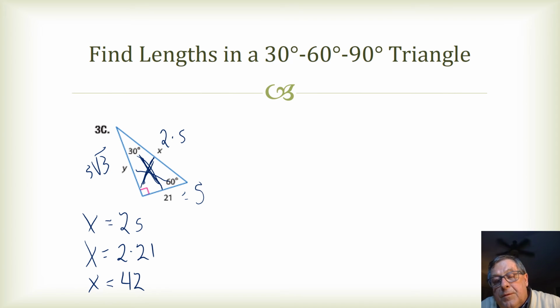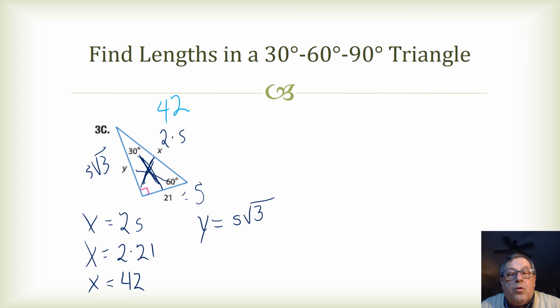Let's put this in another color, that little lighter blue. That's 42. And then y, in this case, is equal to the length of the shorter leg times the square root of 3. The shorter leg is 21, so y is equal to 21 times the square root of 3. And shazam, the length of this longer leg is 21 times the square root of 3.